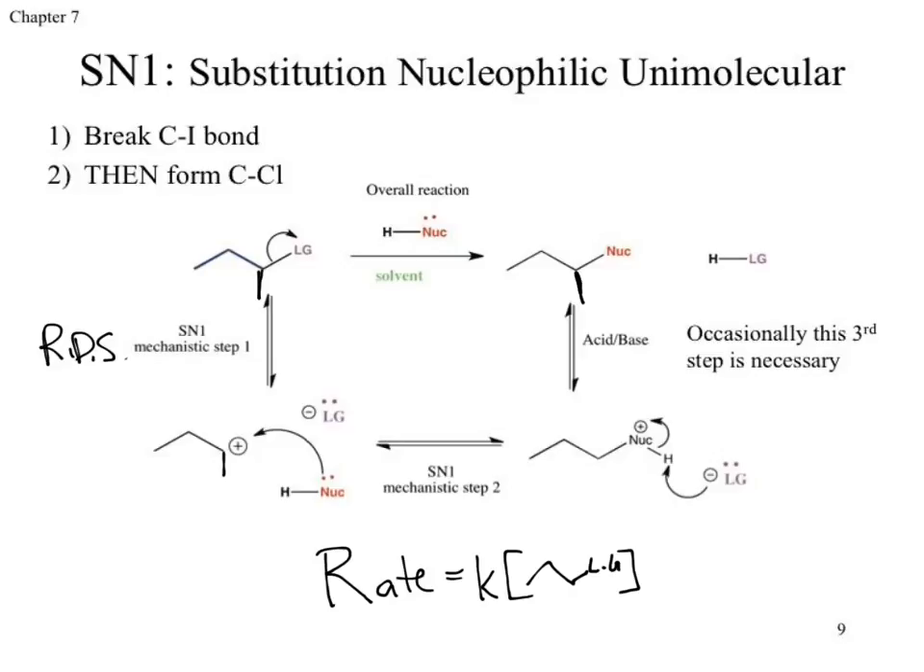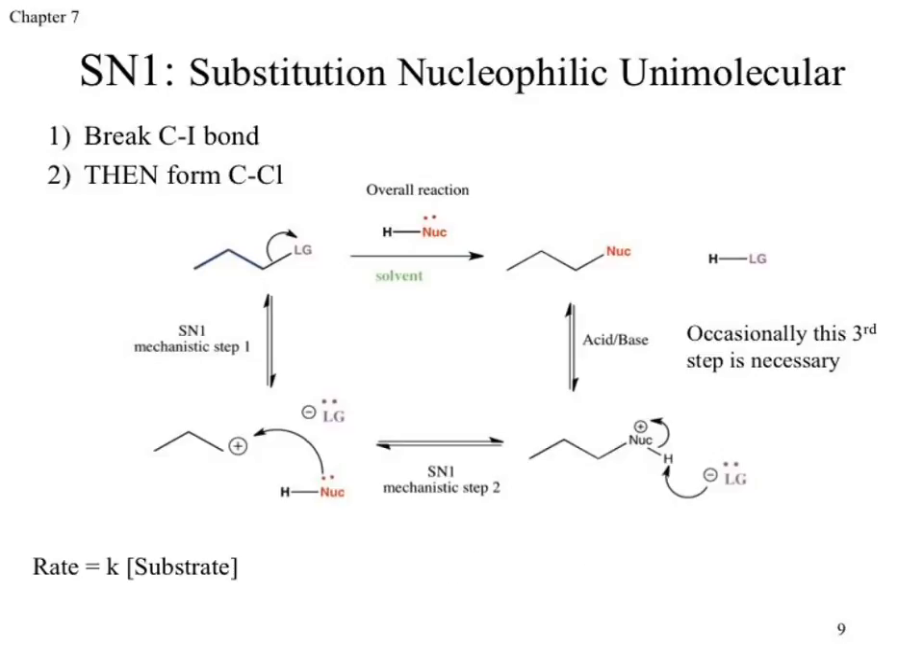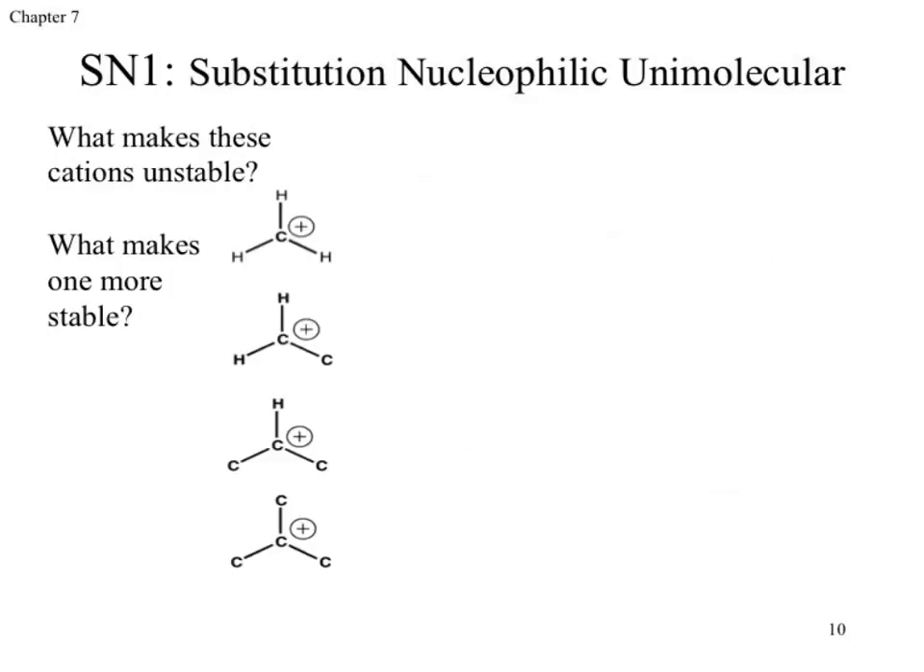So, questions on this? Let's see, where do I push? So there's our rate law again: rate equals k times our substrate. Oh, here we go. In the formation of our carbocation, which of these carbocations was the most stable? Top or bottom? Bottom. What kind of carbocation do we have here? Tertiary carbocation. Why is the tertiary carbocation more stable?